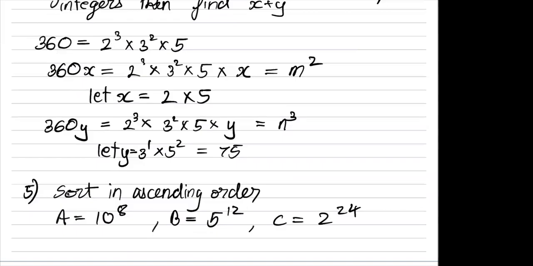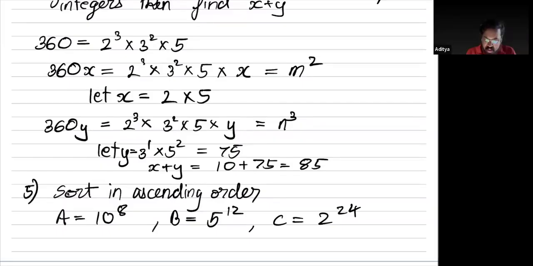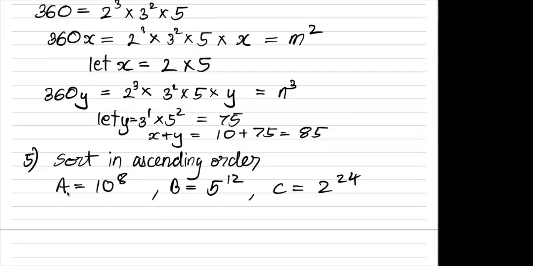Sir, I did the prime factorization of 360, which is 2 cube into 3 square into 5 to the power 1. So to make 360 times x a perfect square, the power of all the prime factors must be even. When the exponent of 2 is 3, it's odd. So we need to add one more factor of 2 to make the exponent even. Correct, perfect. The exponent of 3 is 2, which is even. So no change is needed for 3.